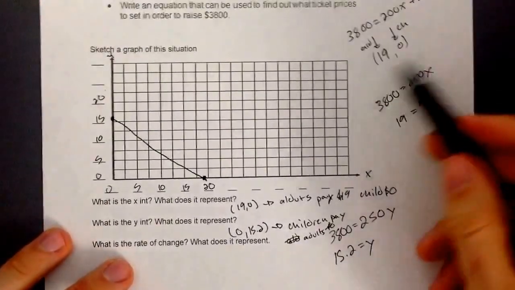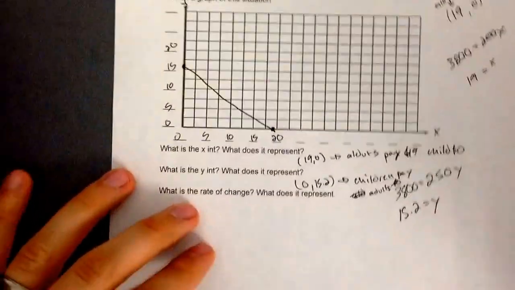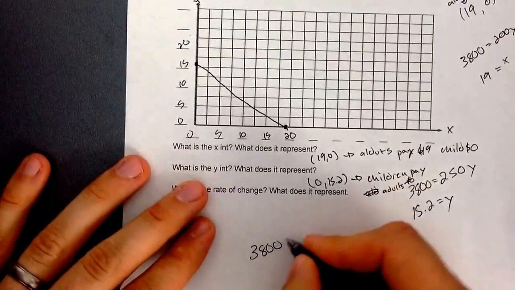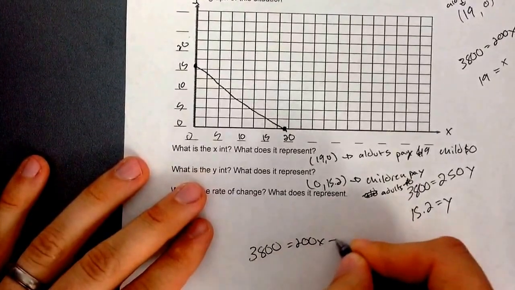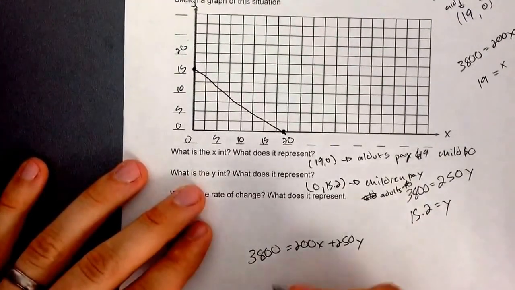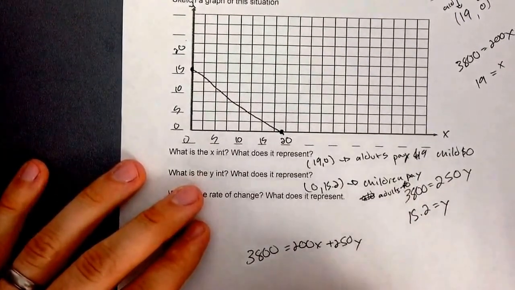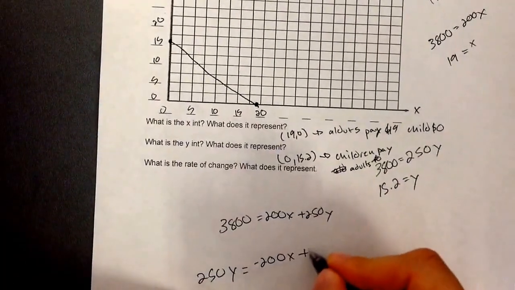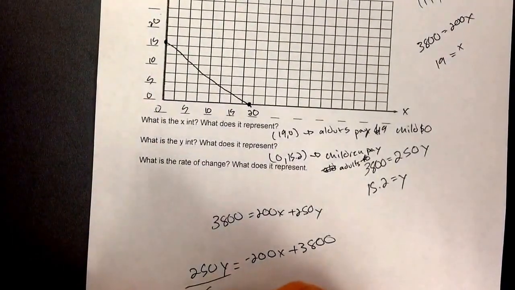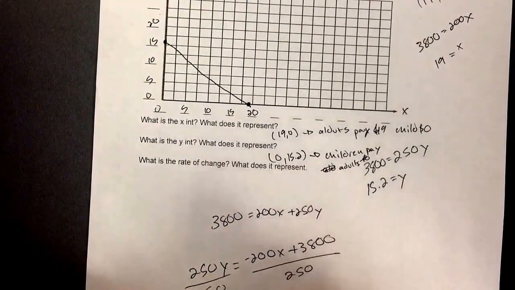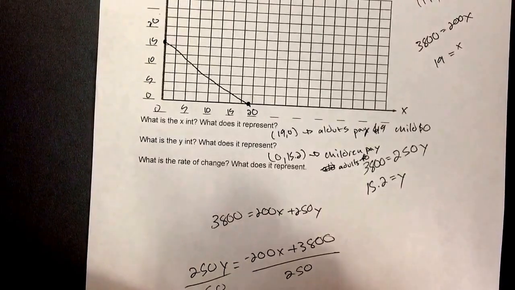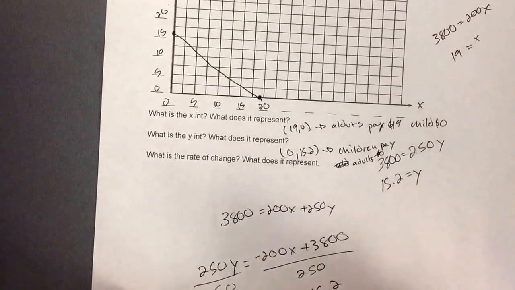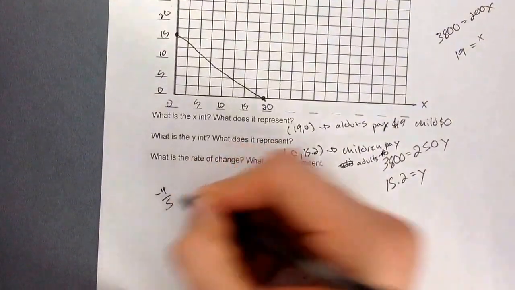Now, in order to grab that rate of change, I need to solve this equation for y. What does it represent? 3,800 is equal to 200x plus 250y. I'm going to subtract the 200x from each side. So y is equal to negative 200x plus 3,800, all divided by 250. Now I'll get y is equal to negative 4 over 5 x plus 15.2. Rate of change is negative 4 over 5.